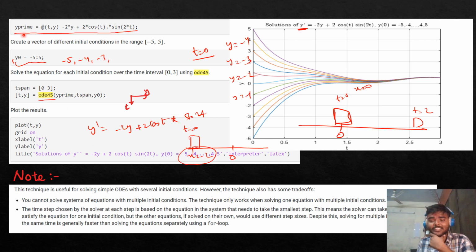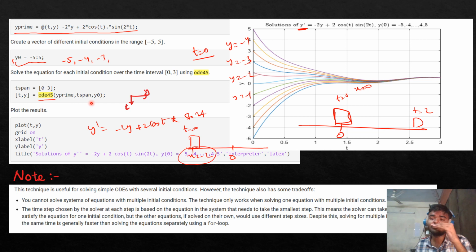So as I have told you earlier, either you can write all these things here instead of y prime, or you can define otherwise, like y prime is equal to like this, and then you have defined y naught. So see here y naught we have given as some span. Why -5 to 5, not a single value? If it will be only one initial condition, then we will be putting a single value, and t span is 0 to 3, so it will be the two values only. So that's why we have put like that.